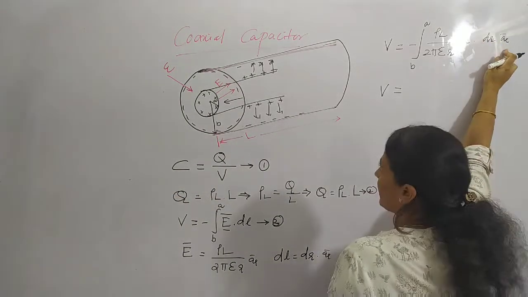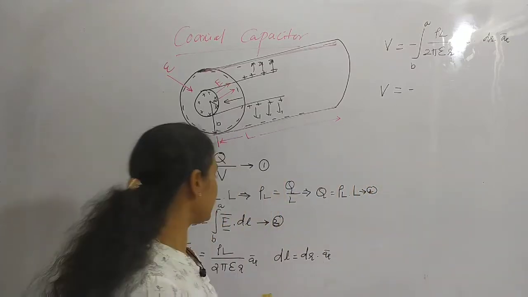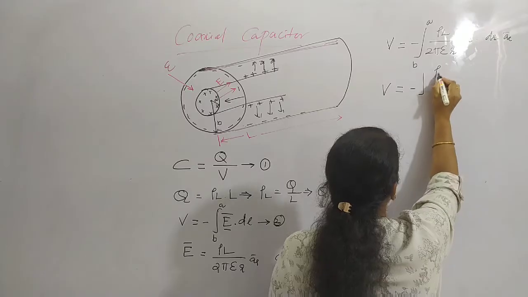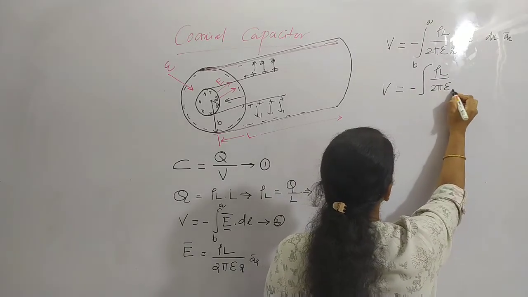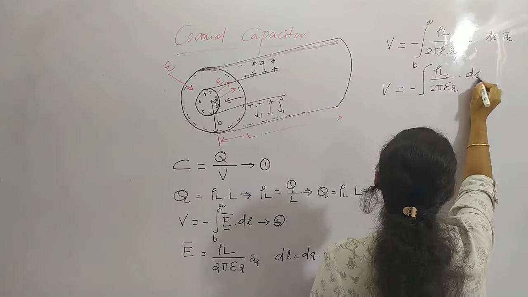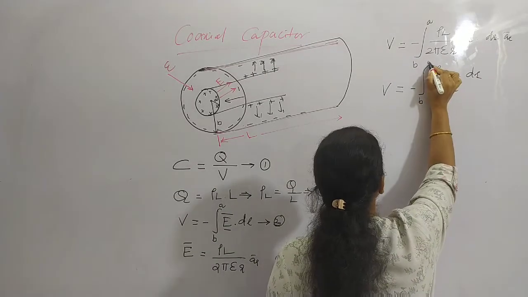So the dot product of a_R with a_R is 1. This is minus, so as I said, I am not going to carry the minus. Write only the magnitudes: rho_L by 2 pi epsilon R into dR. The limits of dR is from a to b.